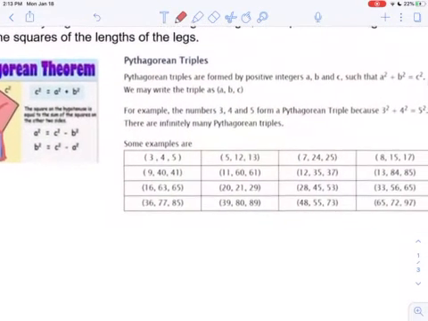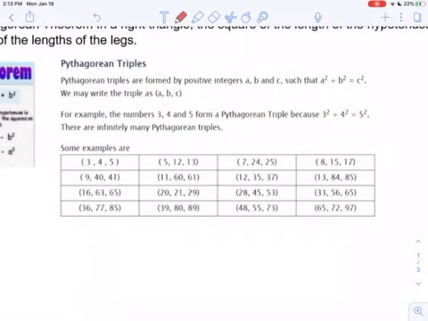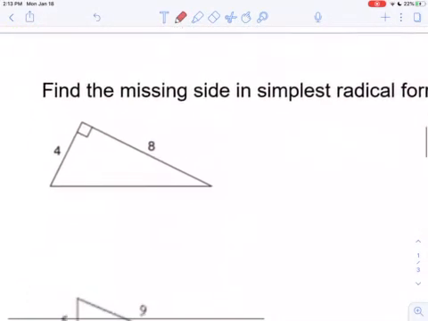There's something called a Pythagorean triple, and what that means is positive integers that work in the Pythagorean theorem. So you'll see these same ones over and over again. All right, let's go ahead and practice.